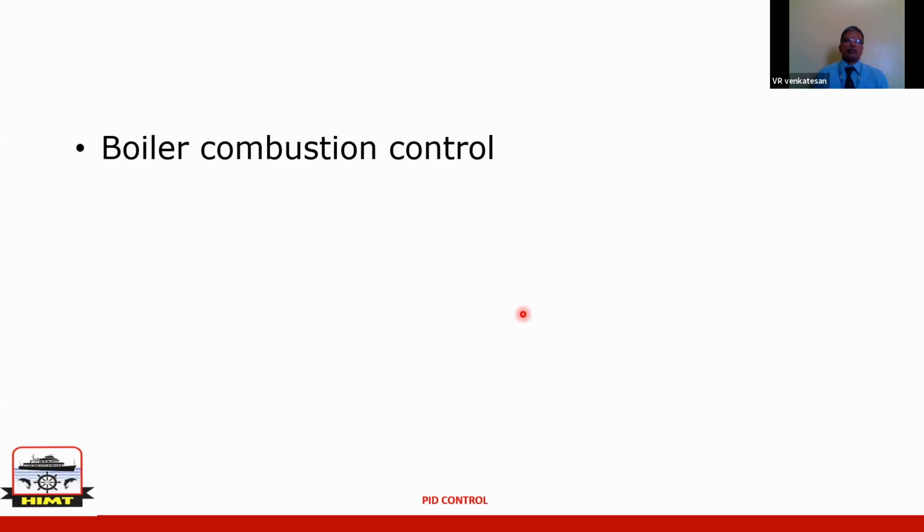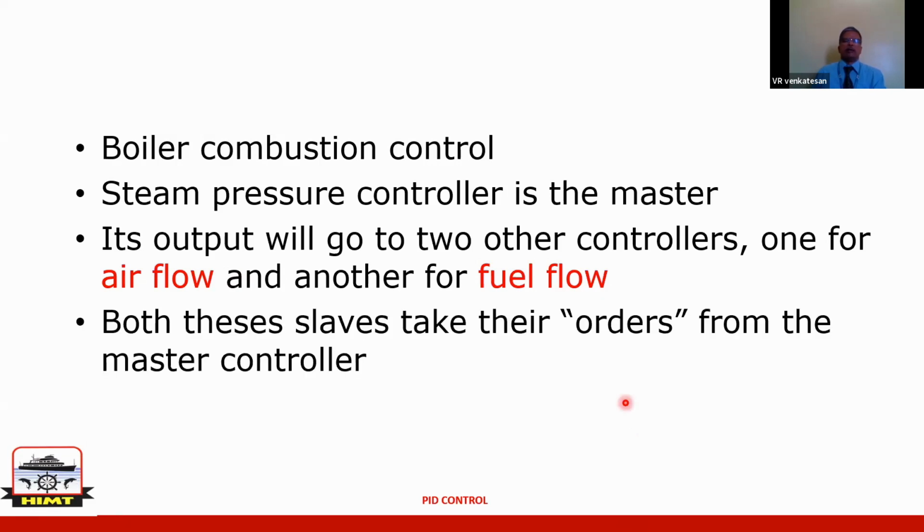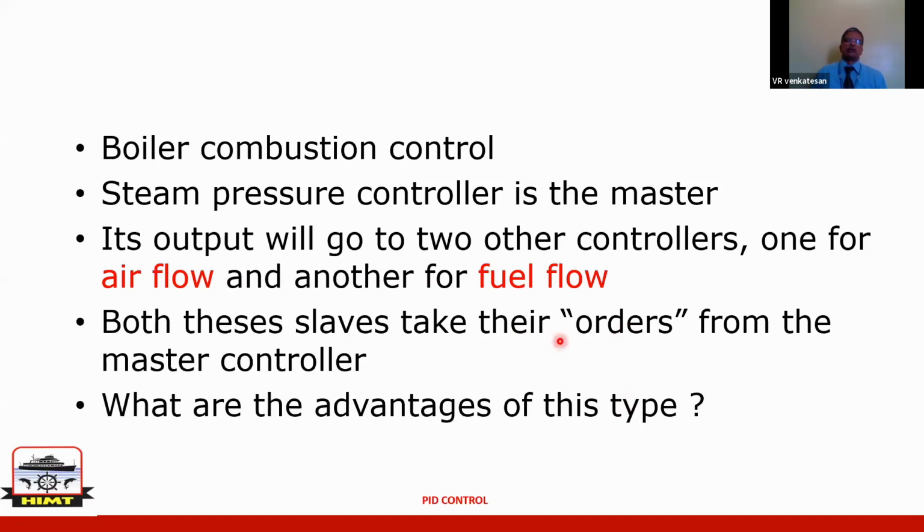So the idea of master-slave control or cascade control will be the steam pressure controller will give its requirement to 2 other controllers. What are the 2 other controllers? One is for airflow, other is for fuel flow. And each of this controller will maintain these 2 values. The fuel flow controller job is to maintain the fuel. Airflow controller job is to maintain the airflow. And both these slaves will get their input from the master controller.